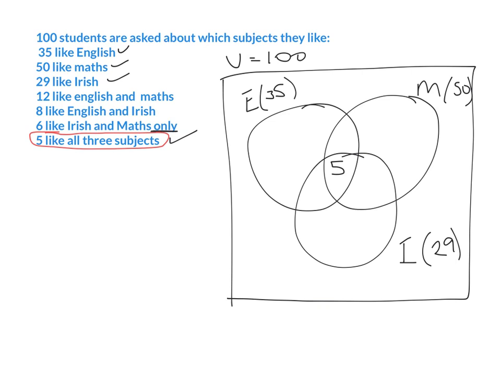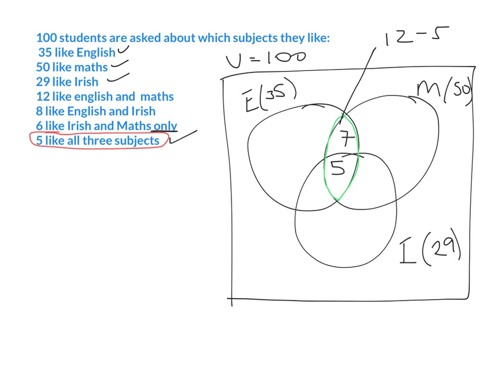So we're told that 12 like English and maths. That means that that should go into this section here. Because we've already put in 5 people in there, we need to subtract 5 away from the 12 to find the people that only like English and maths. That's really important that you do that. So 12 take 5 gives you 7.